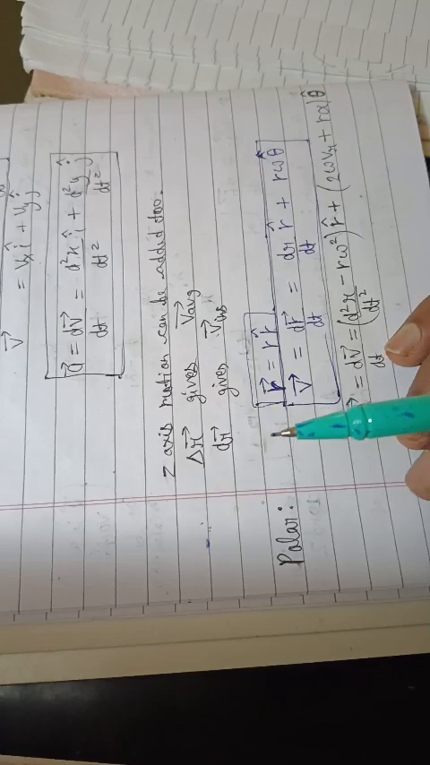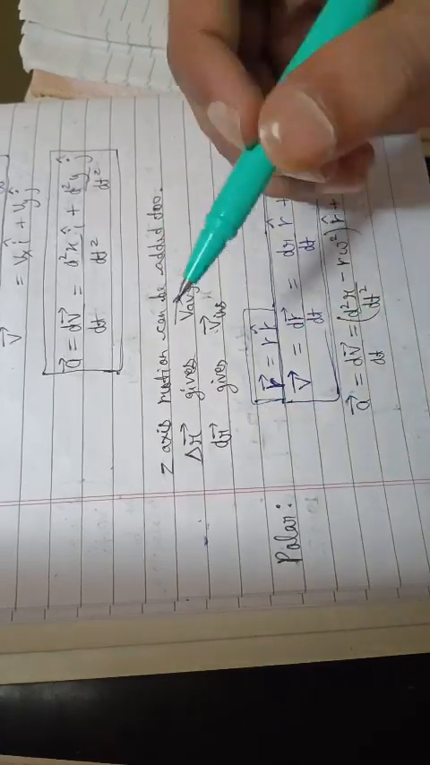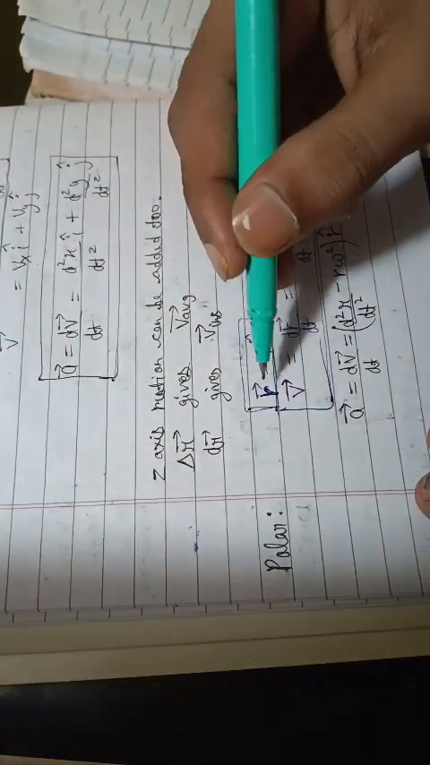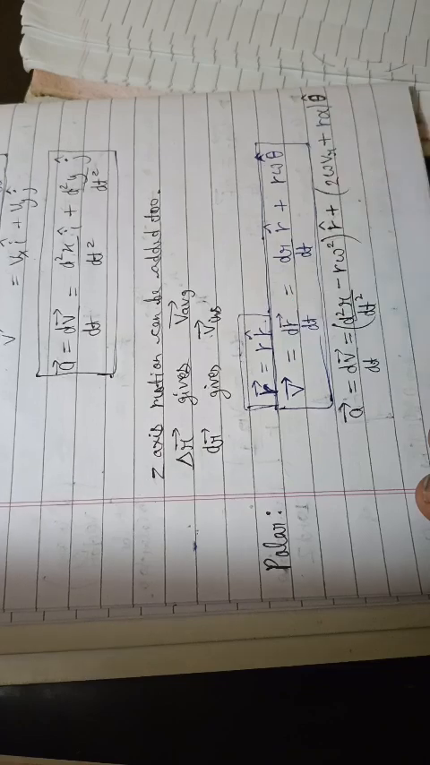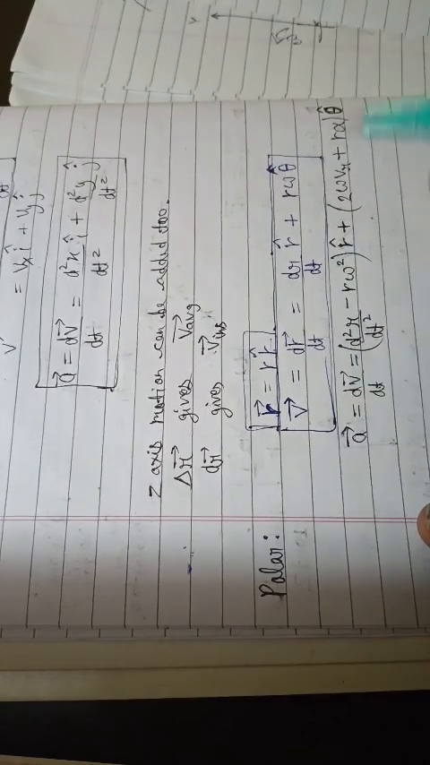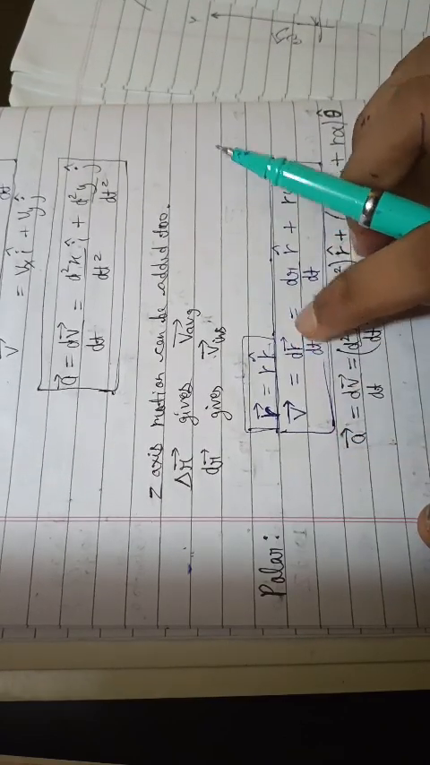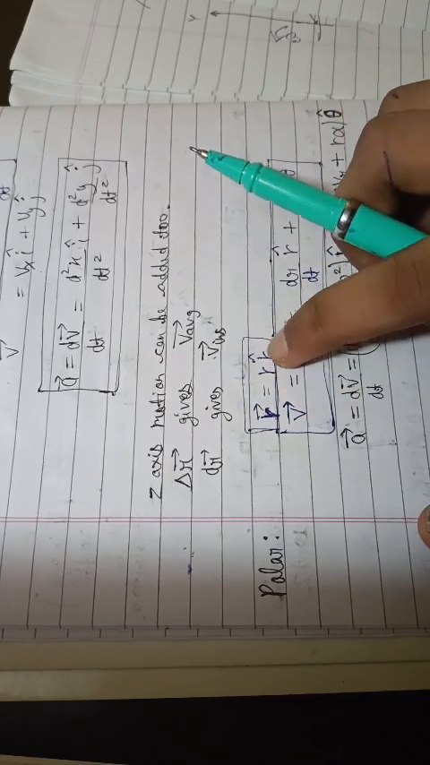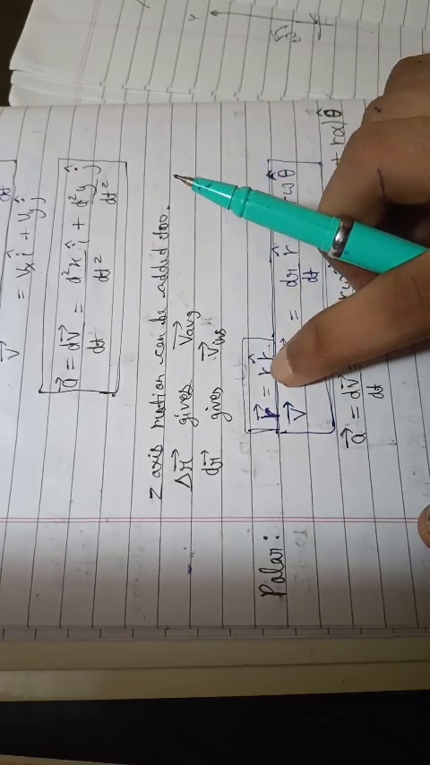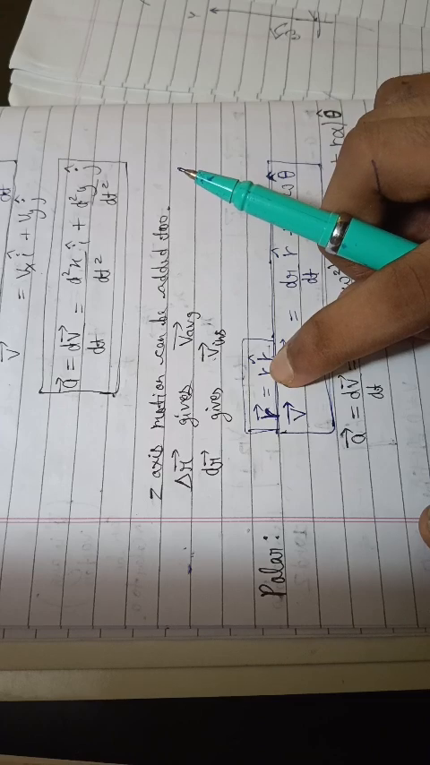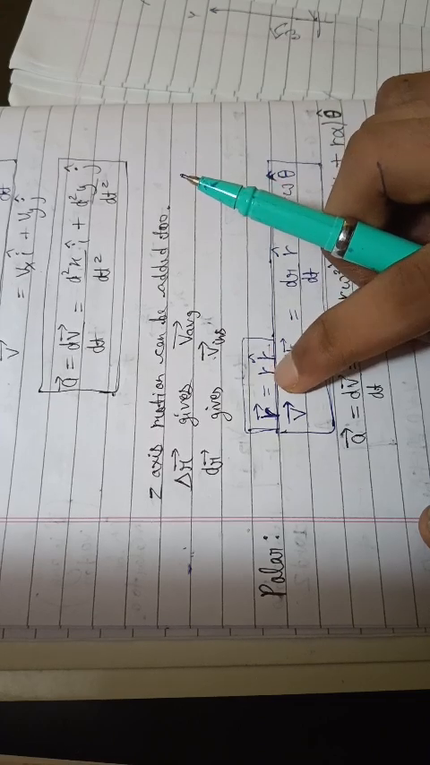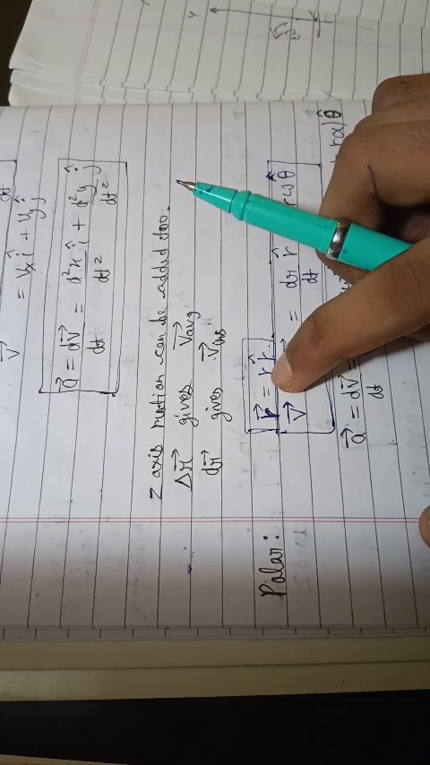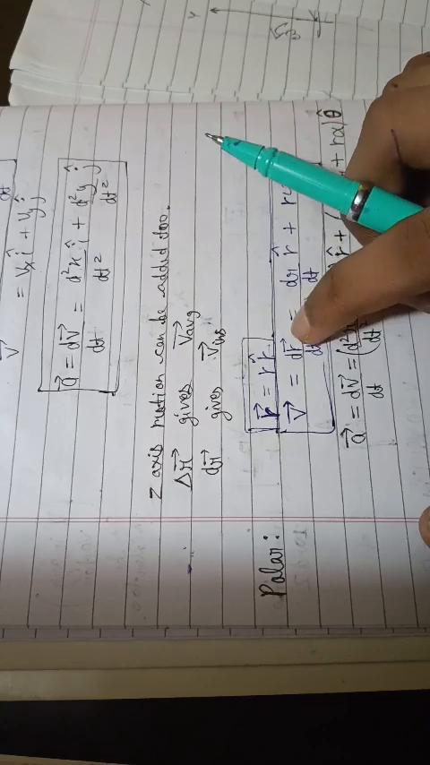Now, polar is a complicated thing. The position vector is given by this. Differentiating for velocity means dr vector by dt. Both are variables. If you take r cap as constant and differentiate r, we get dr by dt.